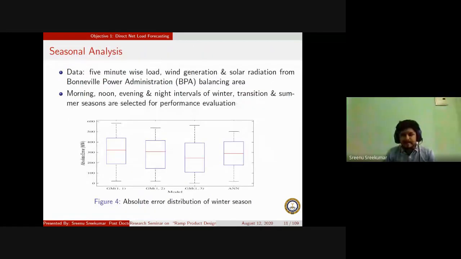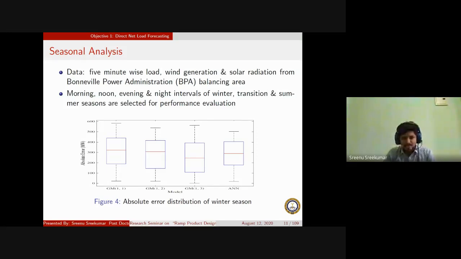And for analysis, 5-minute load, wind, and solar generation data from the BPA balancing area is selected, and seasonal analysis is conducted to understand the performance throughout the year. Also, different intervals from morning, noon, evening, and night are selected to understand the performance throughout the day.